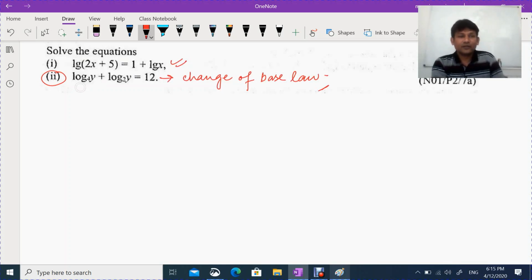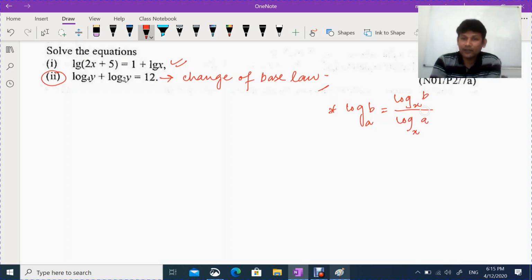You can write log base 10 here. This has 4y and 2y, where the bases are different. I have already explained the change of base law. Whenever you have log of b base a, the first change of base law is when you require a third base. Third base means when you require x as the third base, you write log x base a upon log b base a.